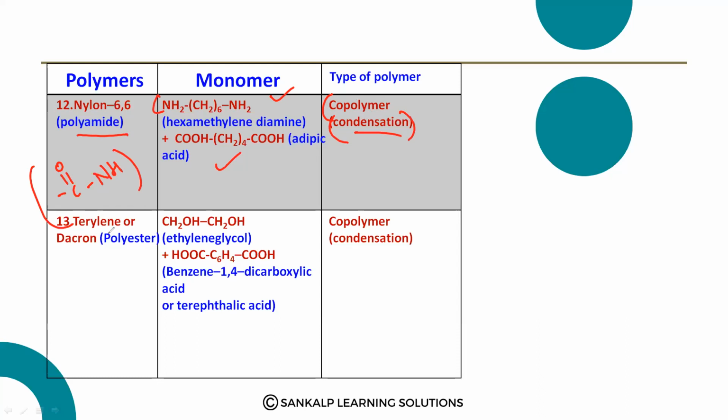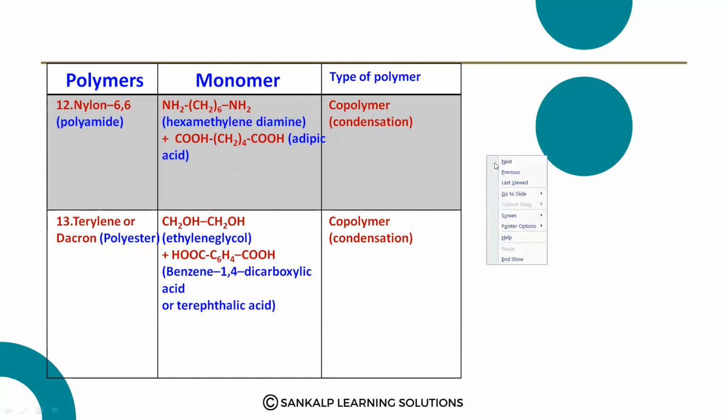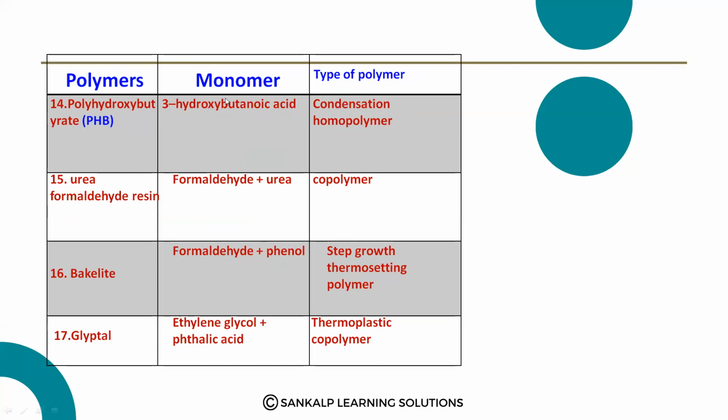Okay, next is terylene or dacron. It is a polyester, so it has an ester linkage. Whenever there is an ester linkage, which are the monomers used? It is ethylene glycol and benzene 1,4-dicarboxylic acid, which is called terephthalic acid. So the condensation it undergoes is copolymer condensation. Okay, so these are the polymers and monomers.